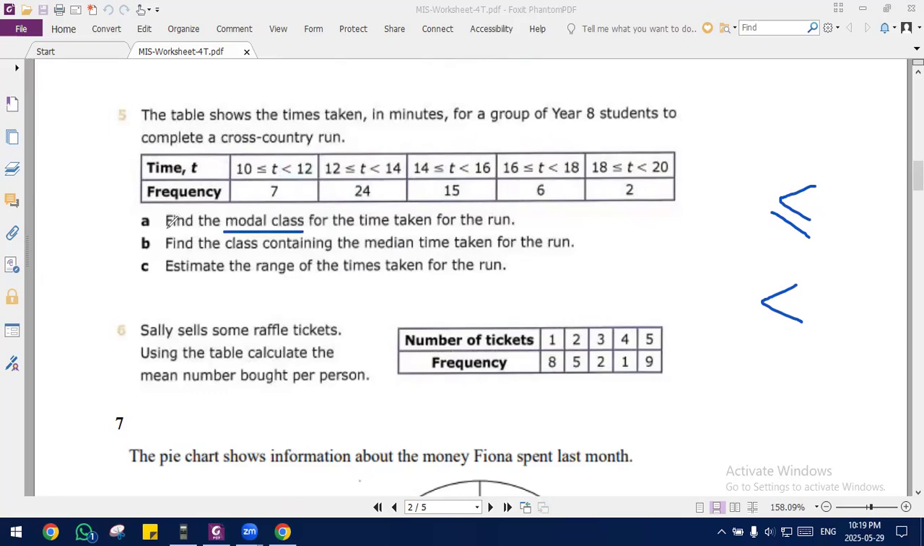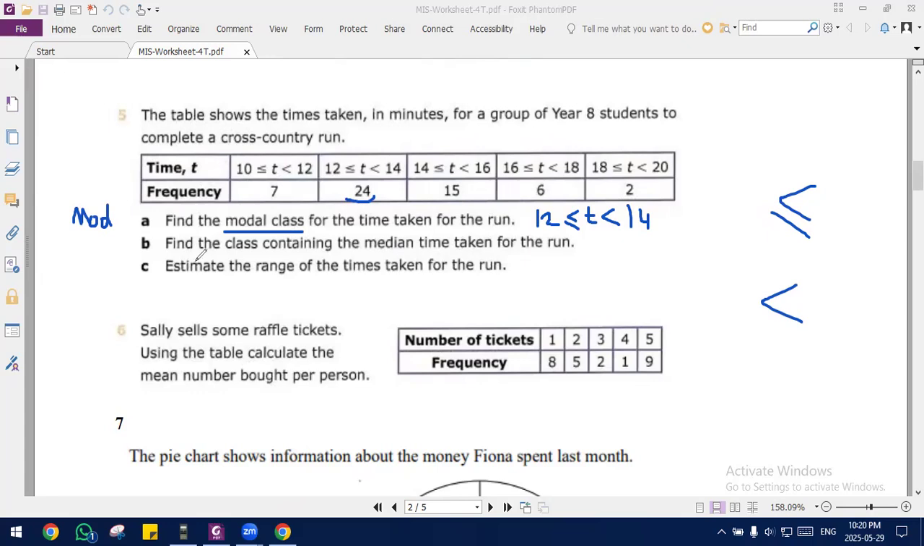Modal class is similar to the mode, the same thing. What did we say mode is? The one that has the highest frequency. We check the frequency. What's the highest number? 24. Is it the mode? No. The modal class is t greater than or equal to 12, less than 14. So t is between 12 and 14. This is the modal class.